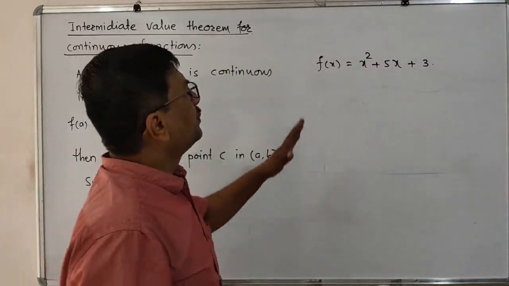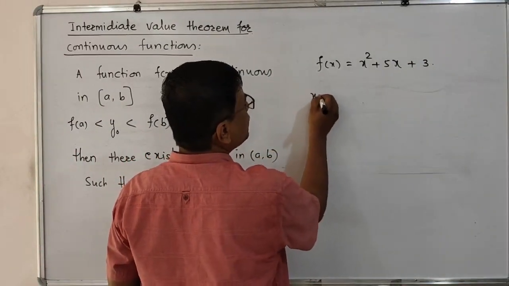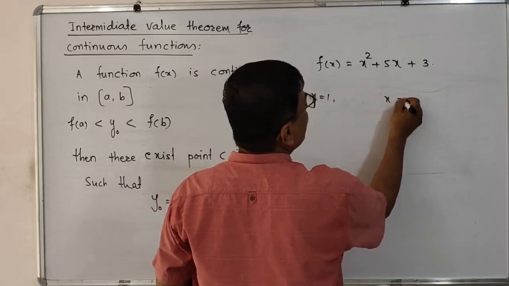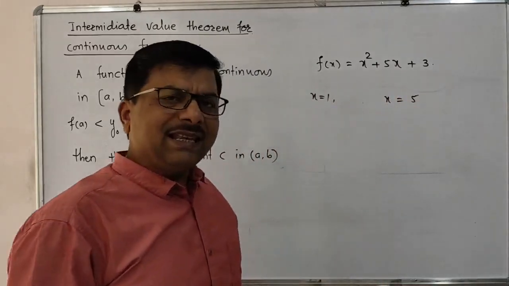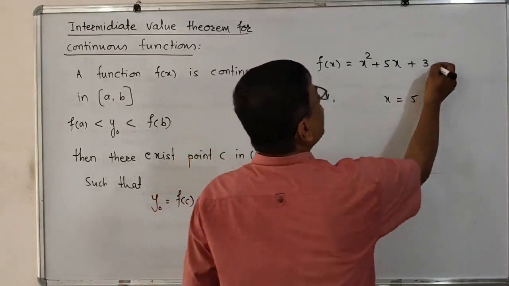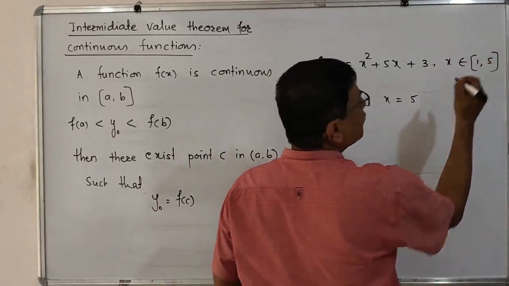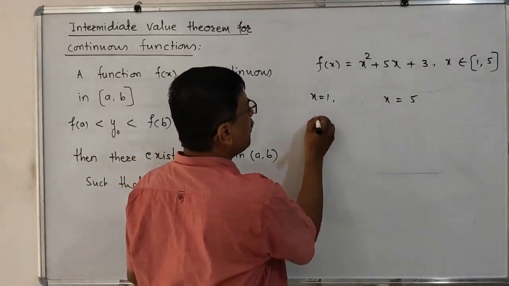Now, if we take two values of x, suppose x is equal to 1 and x is equal to 5, we can easily say that as the function is a polynomial function, it must be continuous in this closed interval 1 to 5. Now we will find f of 1.